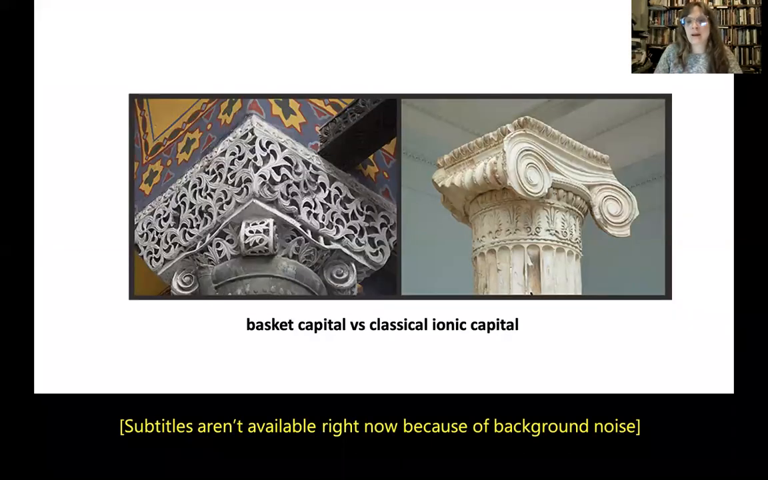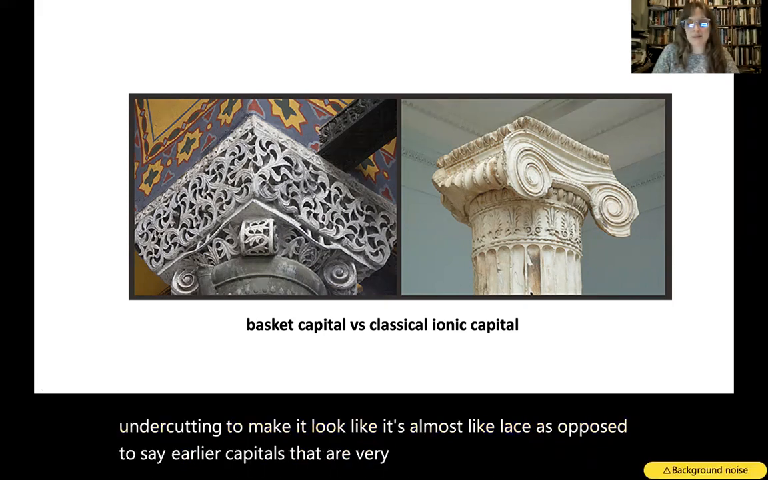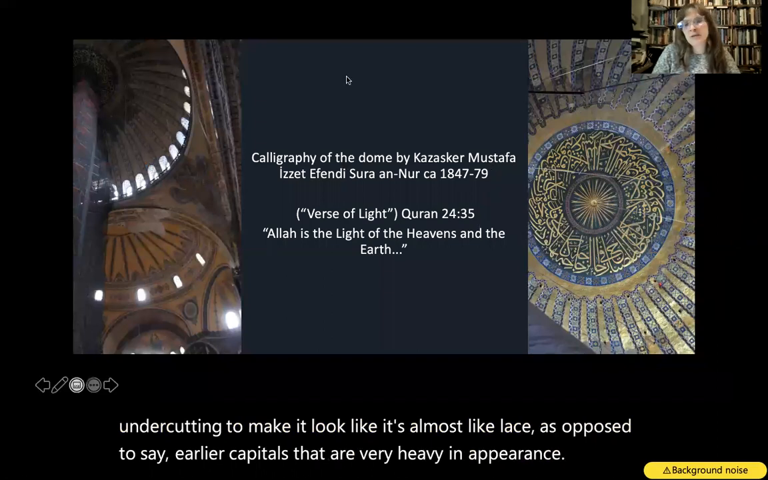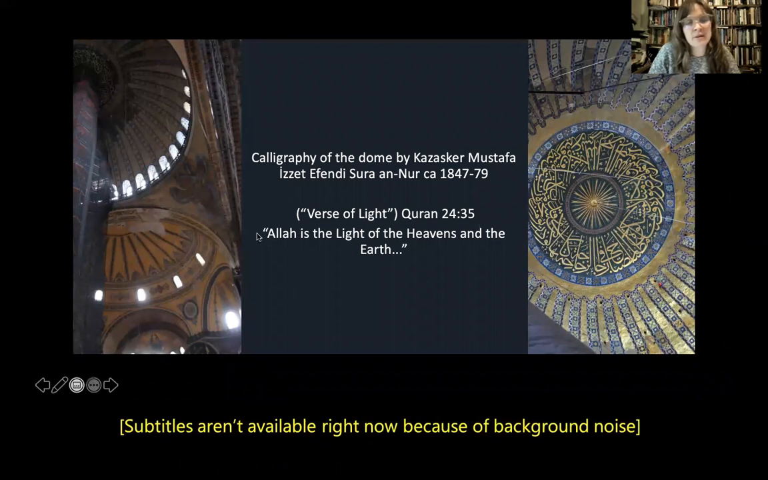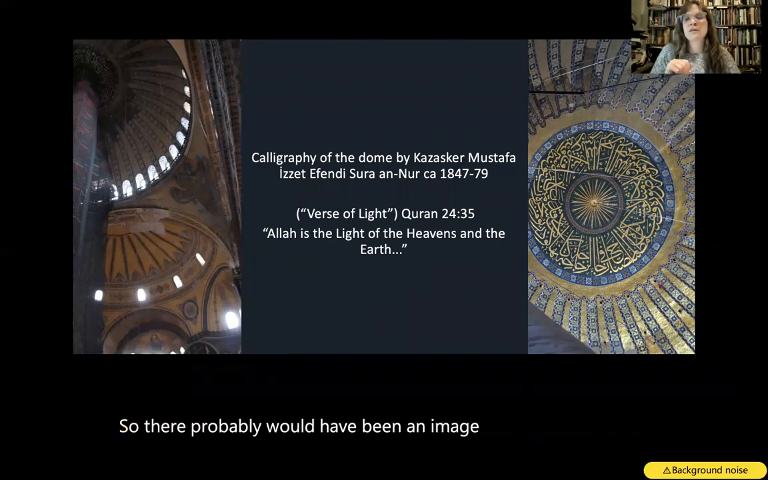So there's lots of things around the building that allude to this lightness and in which materials seem to defy their materiality. One subtle example of that is in the basket capital, which uses deep undercutting to make it look almost like lace, as opposed to, say, earlier capitals that are very heavy in appearance. Just briefly, I mentioned some of those elements are later. So the calligraphy roundels and the calligraphy in the dome were added in the mid-19th century when the building was undergoing some renovations as a mosque. So there probably would have been an image of Jesus as Pantocrator holding a book and hand raised, if there was an image at all.